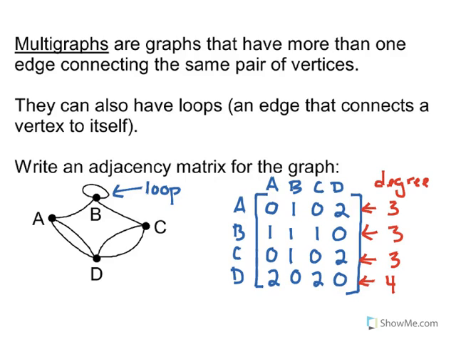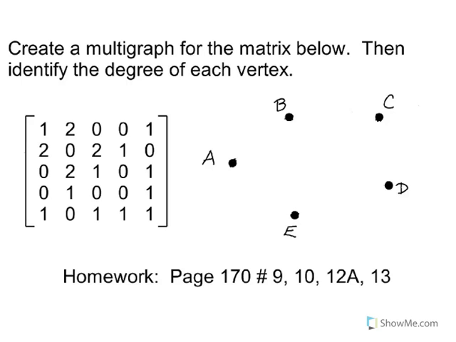Now I'm going to give you an adjacency matrix, and we're going to draw the graph and then find the degree from there. Okay, so here we go. Create a multigraph for the matrix below, then identify the degree of each vertex. Now you see there aren't any letters here, but you can easily add on your own letters. So this goes A, B, C, D, E, and A, B, C, D, E.